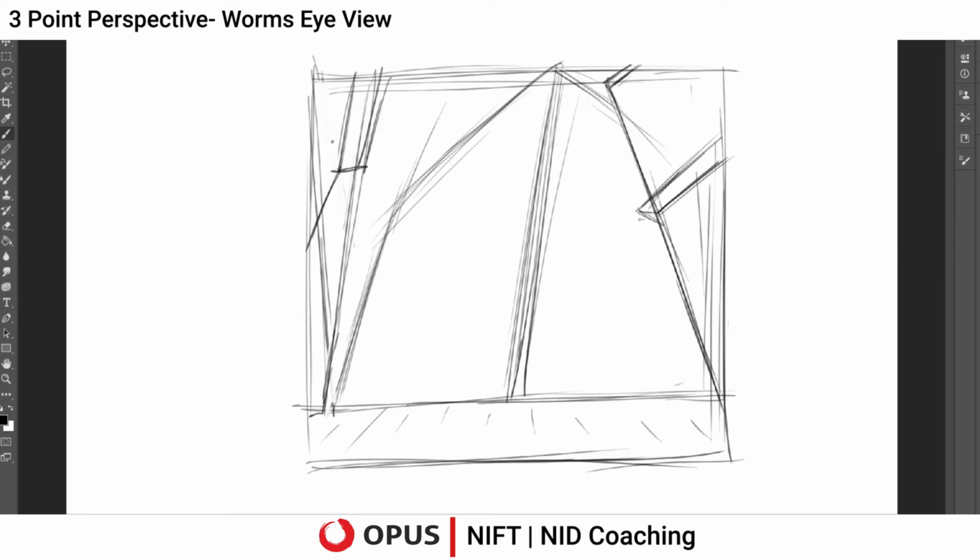So see here, if I draw like this, it gives the impression that we are observing certain details of the house at a very low angle. So this is how you have to conceptualize the other buildings also, which are lying on the sides.